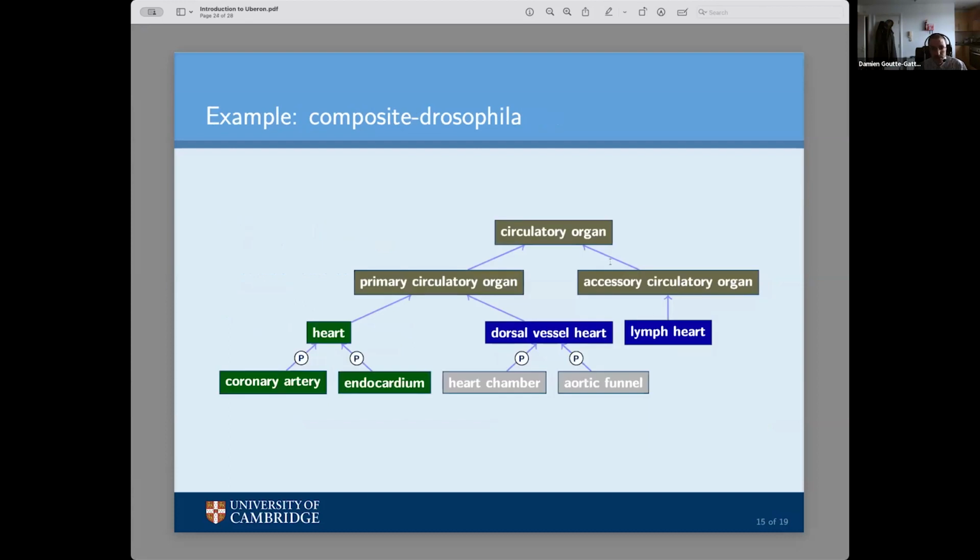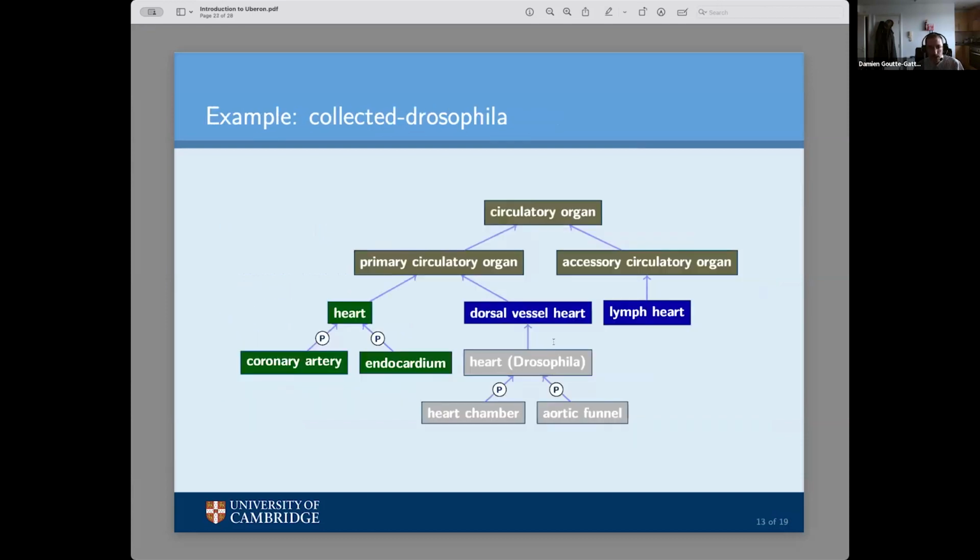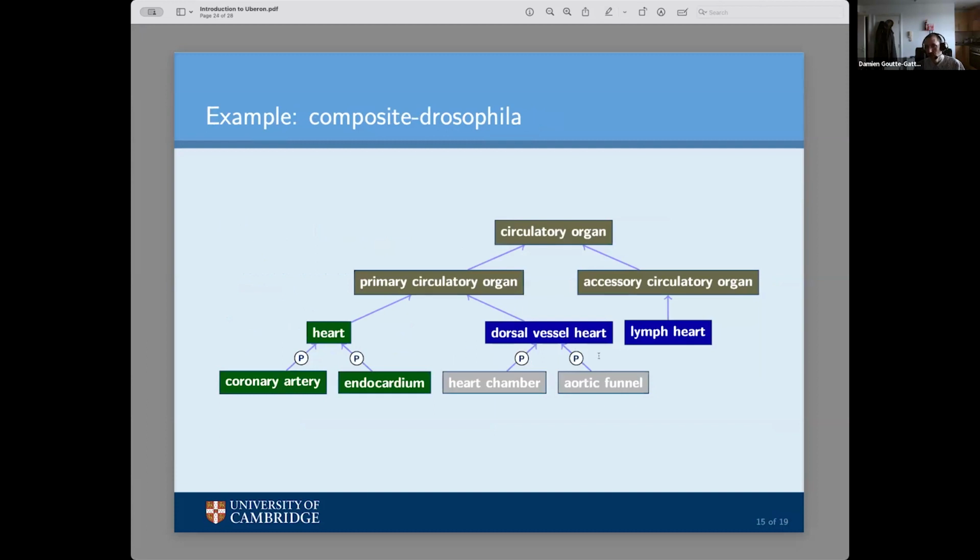So here, another example, if we again go back to our running example of circulatory organ, the difference between collected Drosophila here and composite Drosophila is that in composite Drosophila, terms such as heart chamber or aortic funnel, which represent various parts of the fly dorsal vessel, are directly attached to the Uberon term representing dorsal vessel heart in all arthropods. We no longer have an intermediate level representing specifically the fly heart.